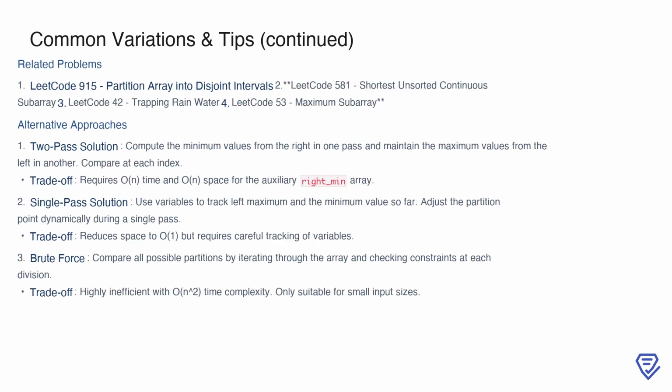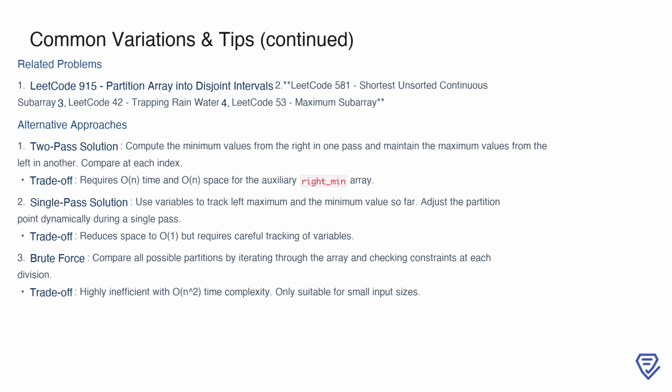This problem is closely related to others on LeetCode, such as Problem 581, which involves finding the shortest unsorted subarray, Problem 42, which focuses on trapping rainwater, and Problem 53, the classic maximum subarray problem. These problems often share underlying techniques, such as prefix/suffix computations or sliding windows.